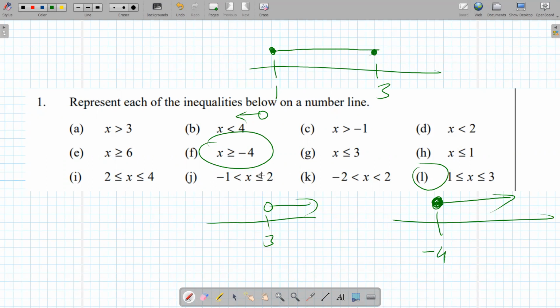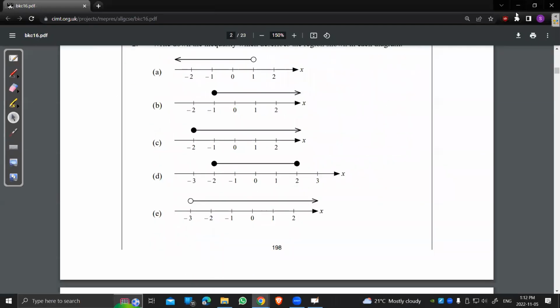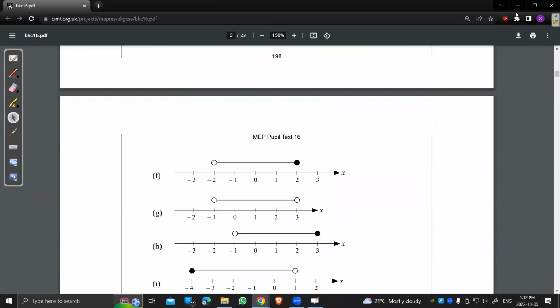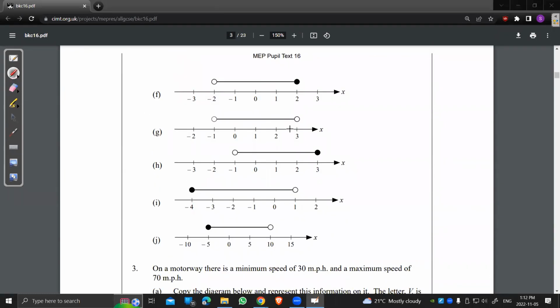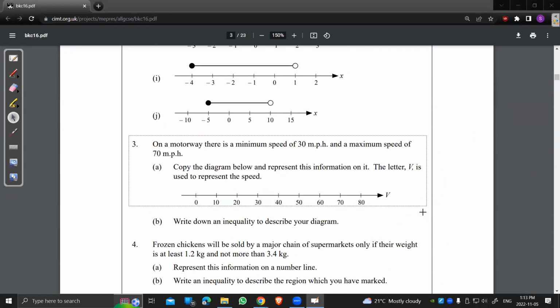Mm-hmm. These are all pretty simple. The only ones that are difficult is the absolute value one, which is not here at all. Like again, all these graphs as well. This is between -1 and 3, and it's exclusive because it's open circle. What about H? It's the same thing, but 3 is inclusive. That's it, right? The basic idea is very simple here. But then the difficult ones are always going to be the word problems.